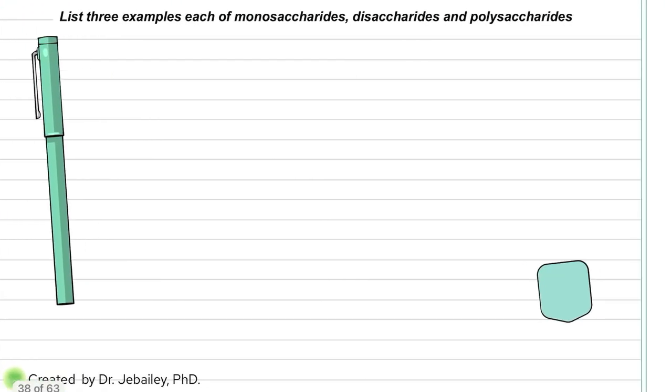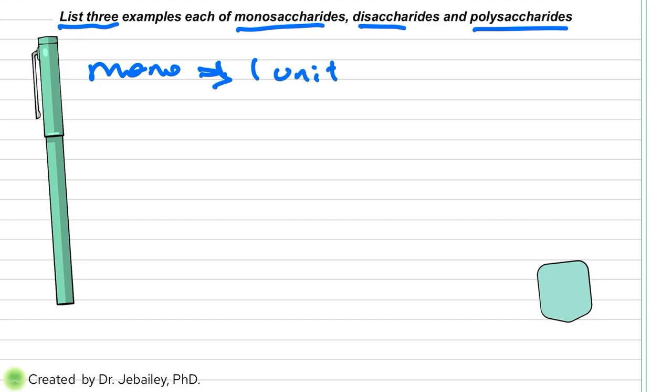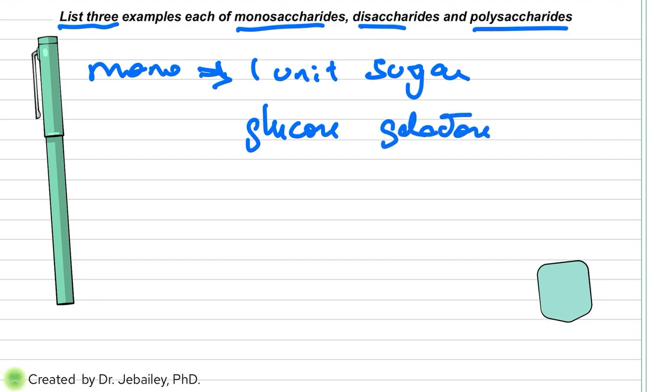Now, the next question: list 3 examples. List means just put the names in there for monosaccharides, disaccharides, and polysaccharides. When I say mono, we're talking about 1 unit of what? Saccharide means sugar. So for monosaccharides, we're talking about glucose. Glucose is the most known one, right? We also have galactose, and we also have fructose. So these 3 are the monosaccharides.